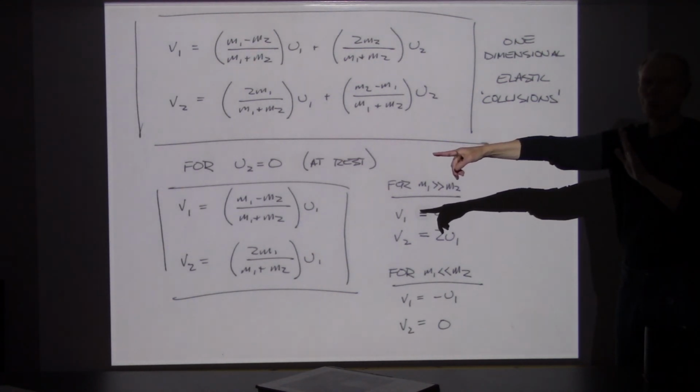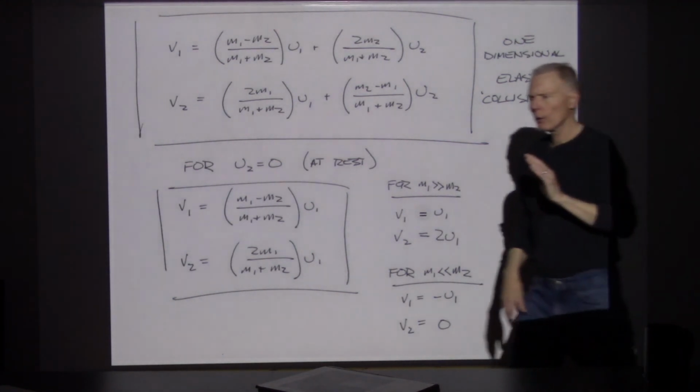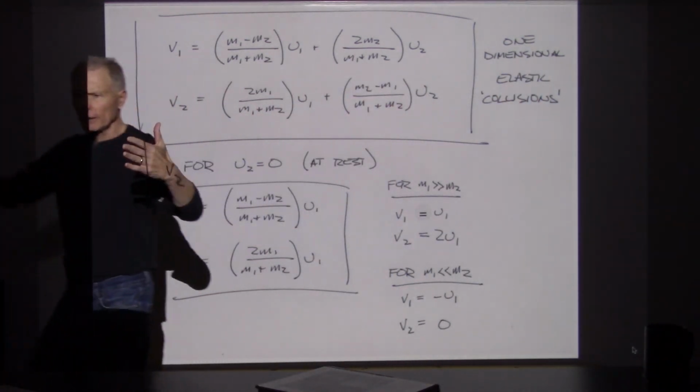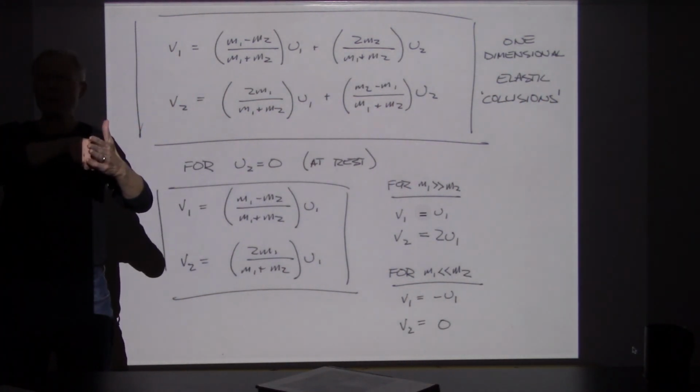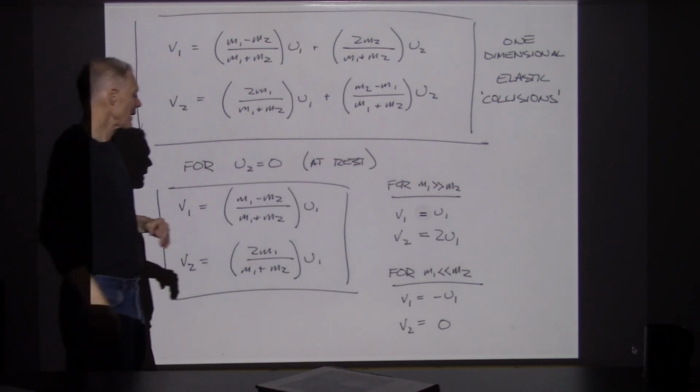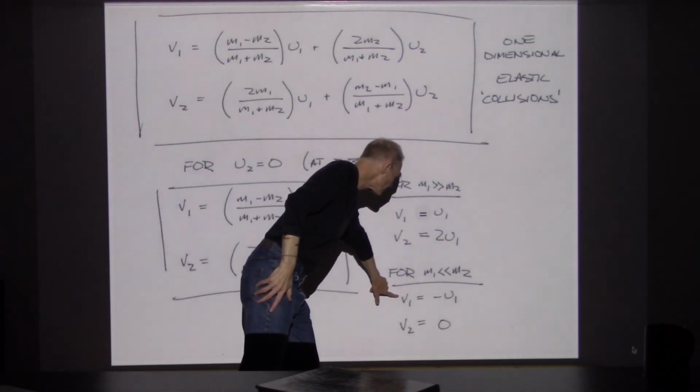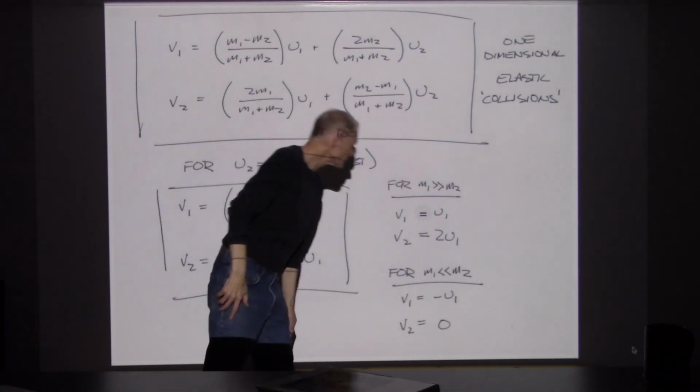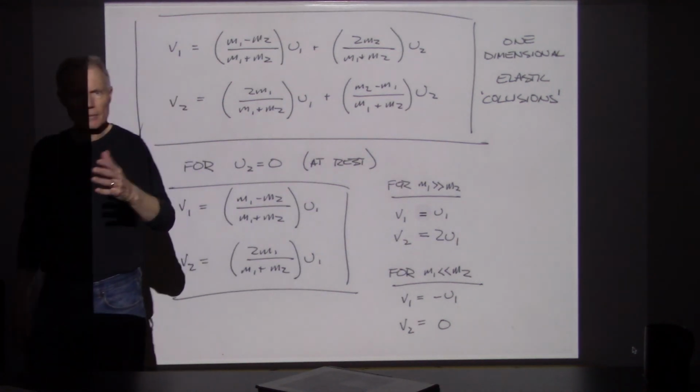That's like the brick wall approximation, where you have a rubber ball and it comes in and hits a brick wall. Well, how much does the brick wall move? It doesn't. And so the ball comes right back off at the same speed it went in with, whereas the brick wall is unaffected. It just remains at rest.